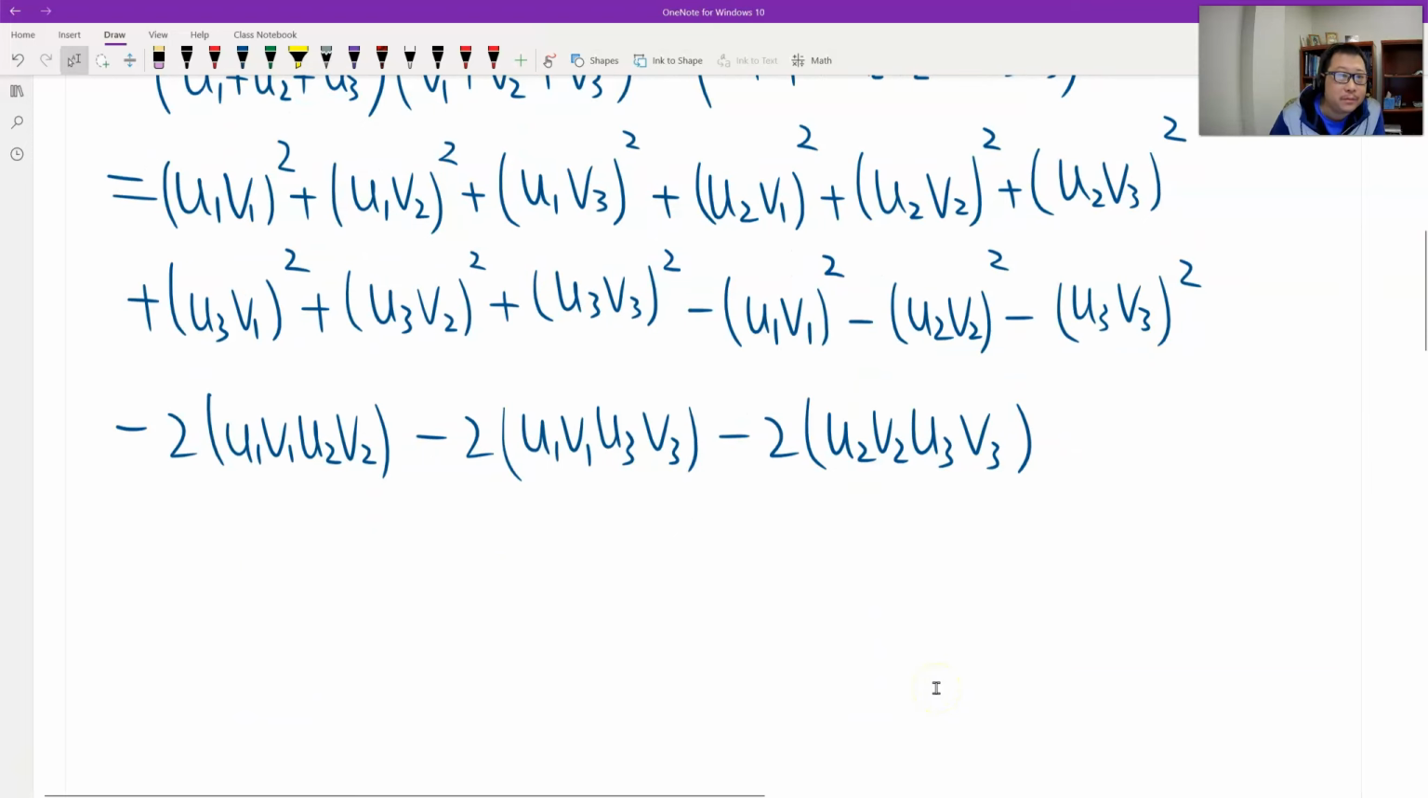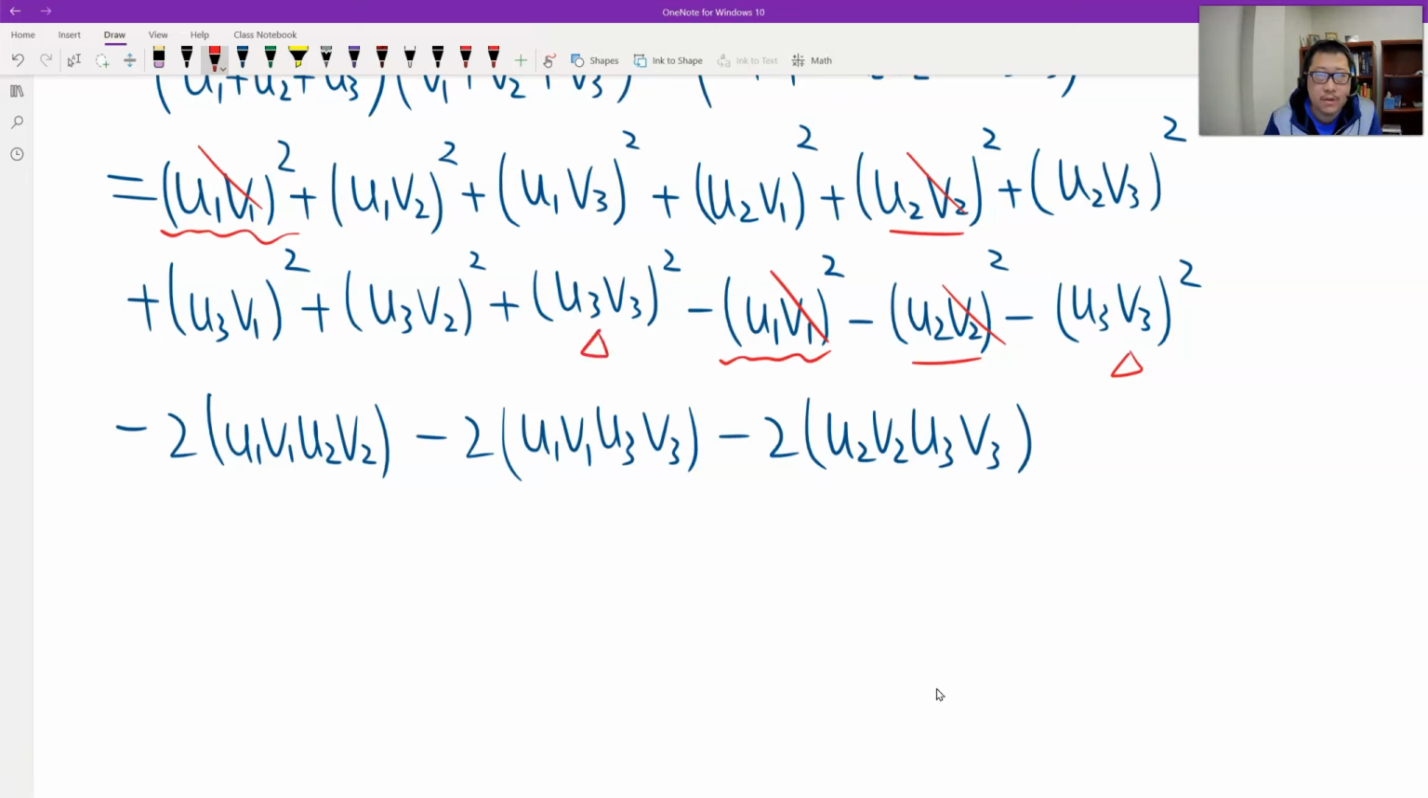Now we need to simplify. I think we can cancel something. Look at this term: U1 V1 squared is negative and this one is positive, so I can cancel. Look at this term, U2 V2 squared, here as well, so we can cancel. And the last term, U3 V3 squared, we cancel too. We get fewer terms now. We still have a lot of terms, but we can use the perfect square to combine like terms. So let's see which term. If we look at this term, see this term.